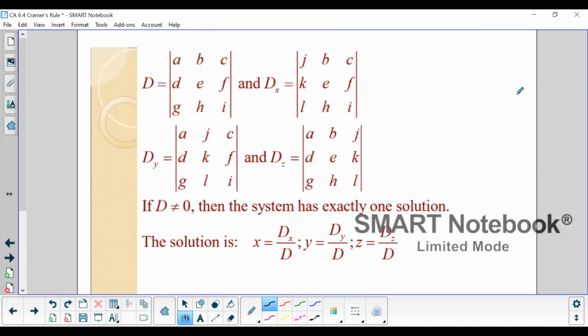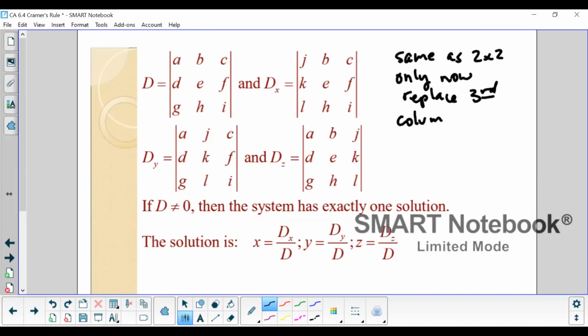And for everybody, there is something I want you to add. One statement that I want you to add on this page. This is the same as 2x2, only now replace the third column with constants for Dz.